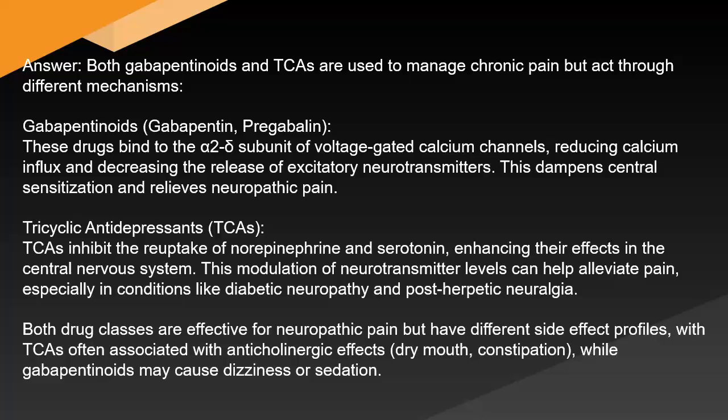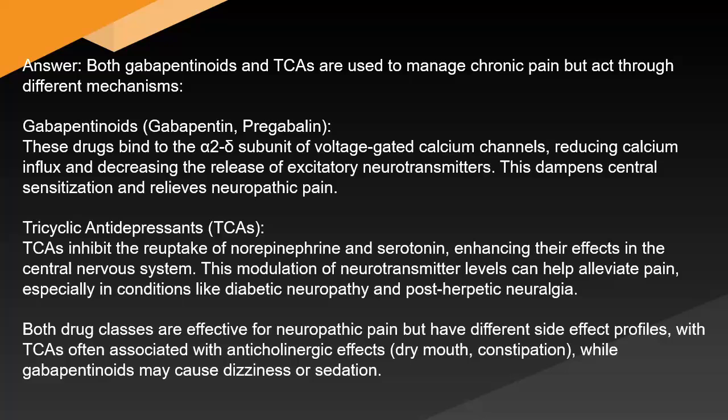Gabapentinoids, gabapentin, pregabalin: these drugs bind to the alpha-2-delta subunit of voltage-gated calcium channels, reducing calcium influx and decreasing the release of excitatory neurotransmitters. This dampens central sensitization and relieves neuropathic pain. Tricyclic antidepressants (TCAs) inhibit the reuptake of norepinephrine and serotonin, enhancing their effects in the central nervous system. This modulation of neurotransmitter levels can help alleviate pain, especially in conditions like diabetic neuropathy and post-herpetic neuralgia.